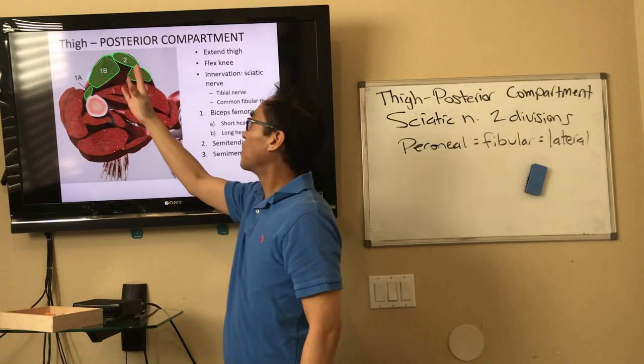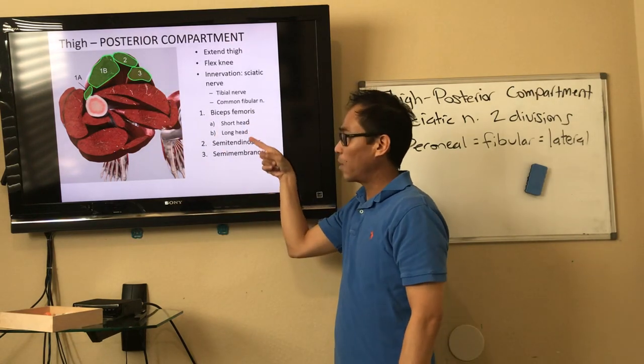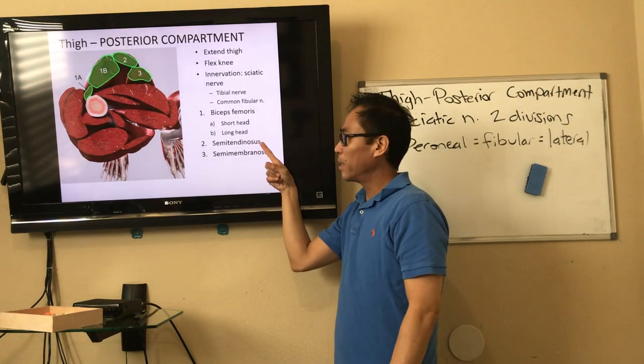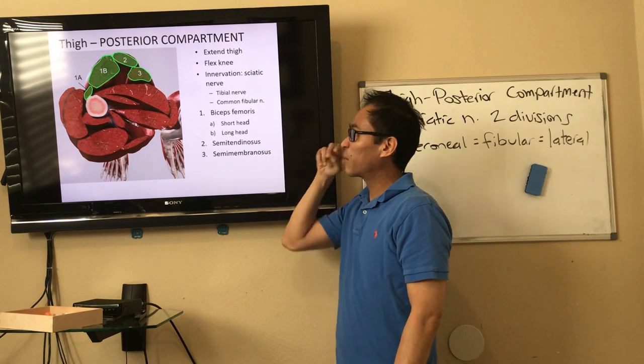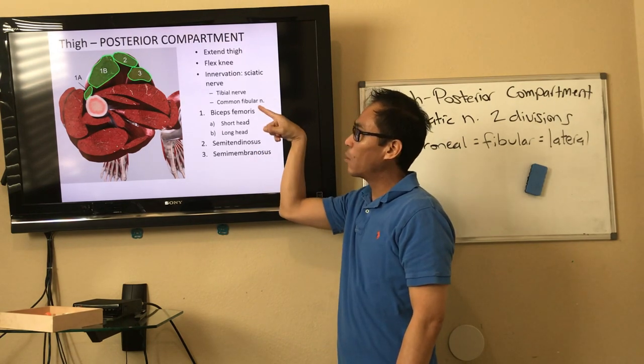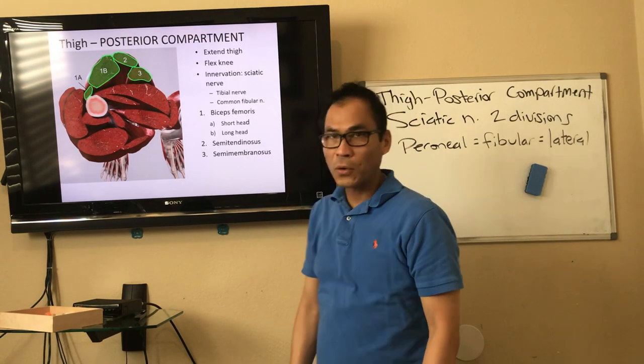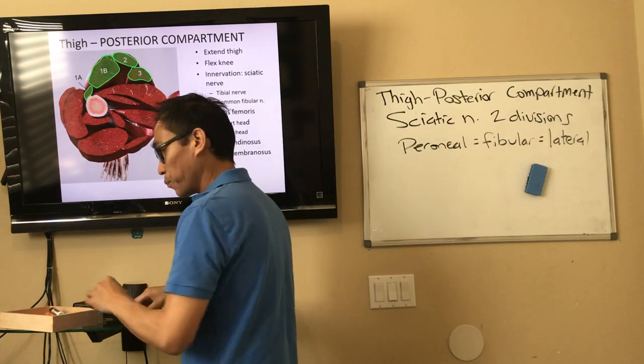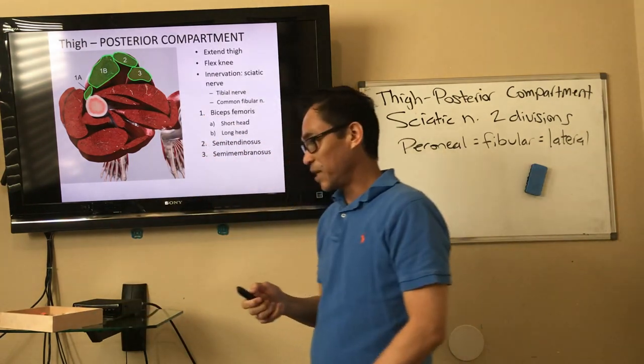And here are the hamstrings back there. Biceps femoris, both heads, long head and short head, and semitendinosus, semimembranosus. The innervation will be mostly the tibial nerve, okay? We'll go through it muscle by muscle so you get the idea here.